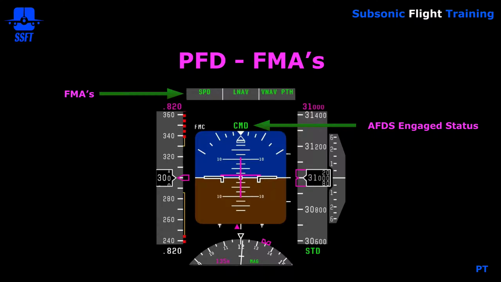The FMAs are located on the top portion of the PFD. There's three areas to the FMAs. All the way to the left would be the auto throttle modes. Right in the center would be roll modes, and then just to the right would be pitch modes. Just below the FMAs would be the autopilot flight director engaged status.